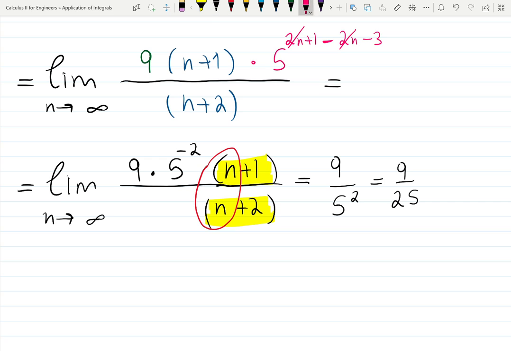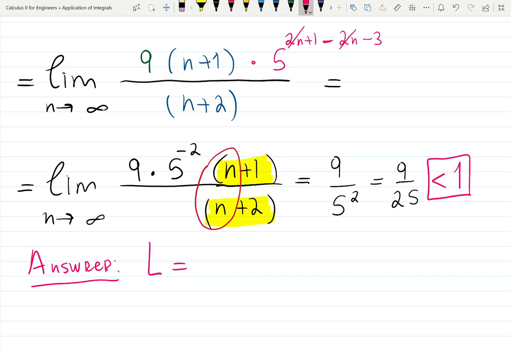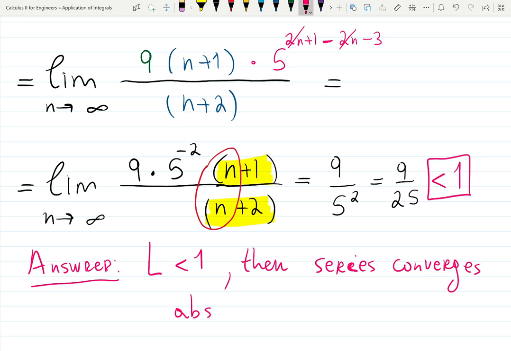What is important, do you guys remember? It's important whether it's less than, greater than, or equal to 1. If it's less than 1, the conclusion follows. Since the limit of the ratio test is less than 1, then by the theorem, the series converges. How? Absolutely. That means the series of absolute values converges as well, absolutely. And that is the answer.